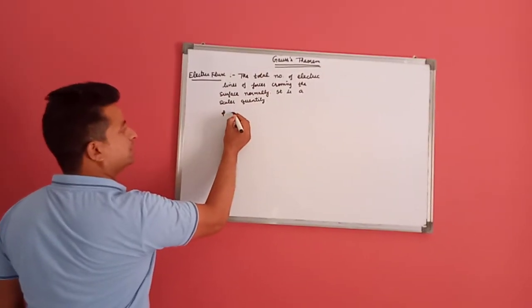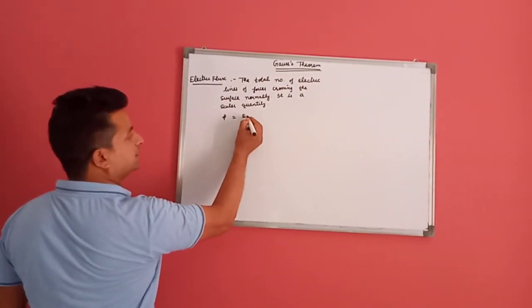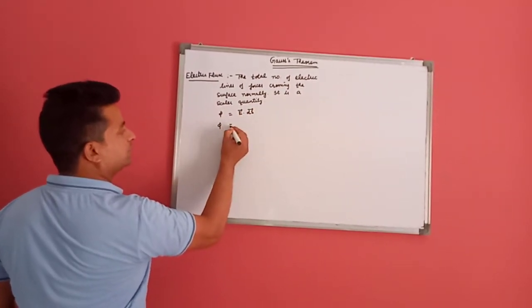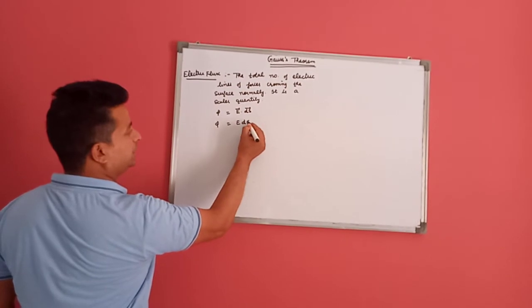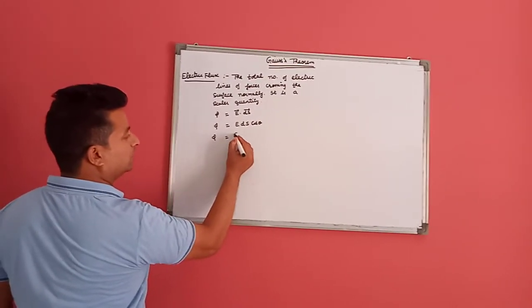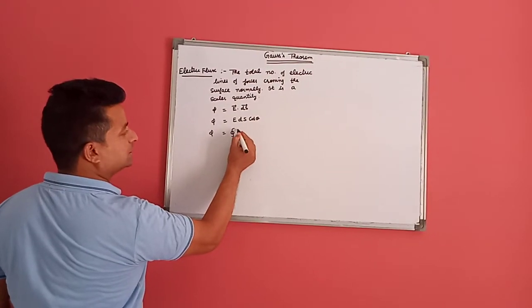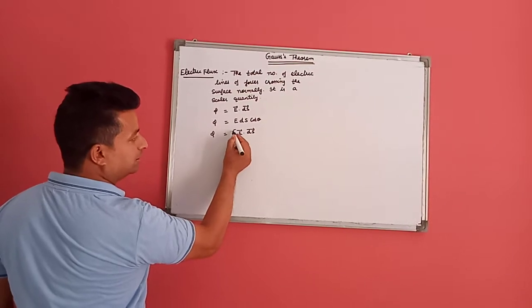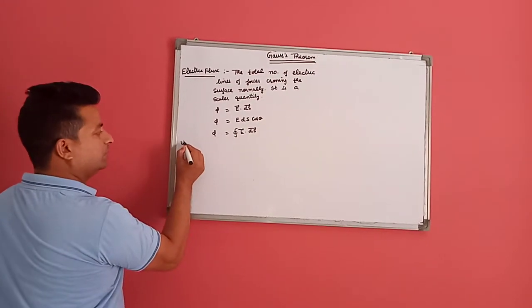It is denoted by symbol phi. Phi is equal to E dot ds. This means phi is equal to E ds cos theta. When we find the total integral, we write this closed line integral E dot ds. This is line integral, this is for closed figure.